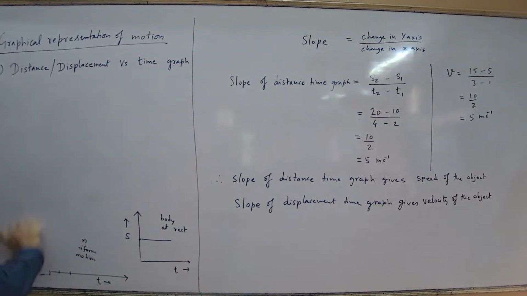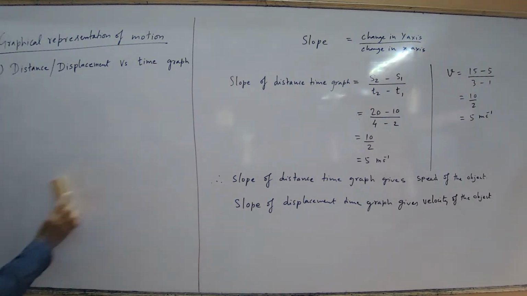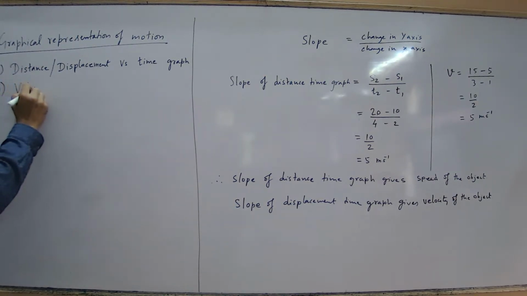Next is velocity time graph. If in velocity we have to show the uniform motion, then how can we record it? Velocity is constant in uniform motion. I have yet to discuss that, so that is the velocity time graph.